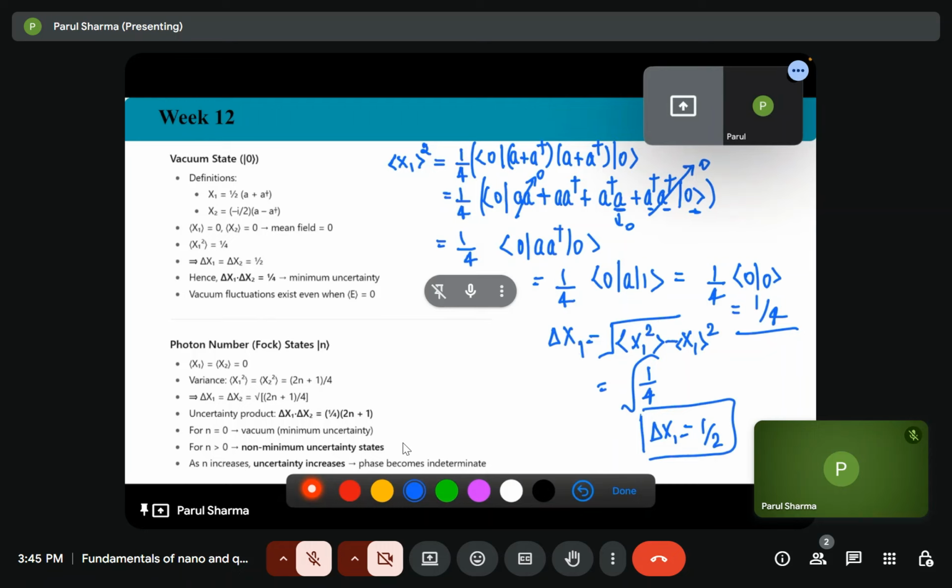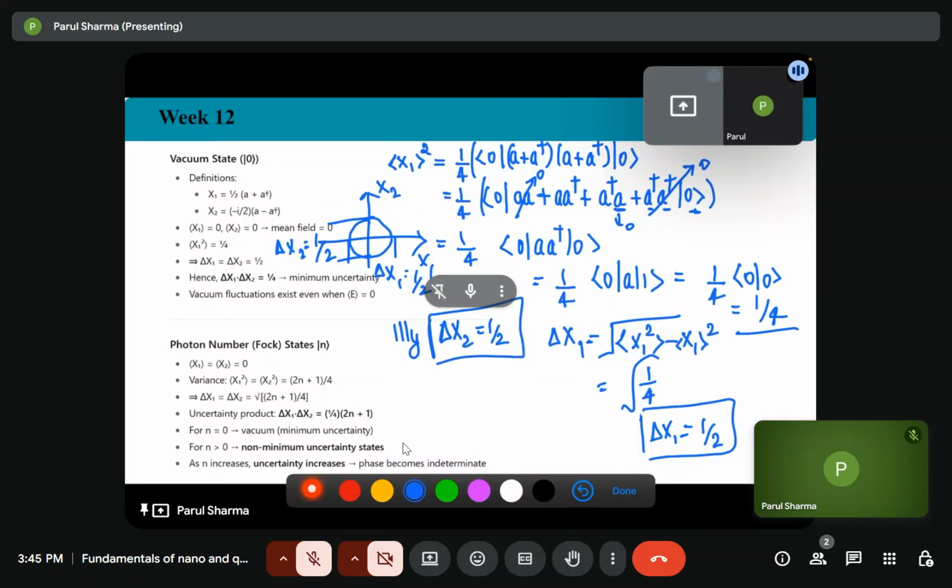Similarly, delta x2 is also 1 by 2. Hence, prove that these uncertainties, delta x1 is equal to 1 by 2 and delta x2 is equal to 1 by 2.